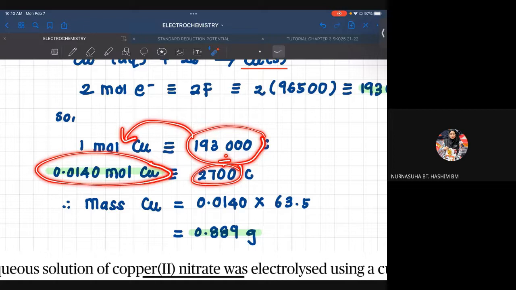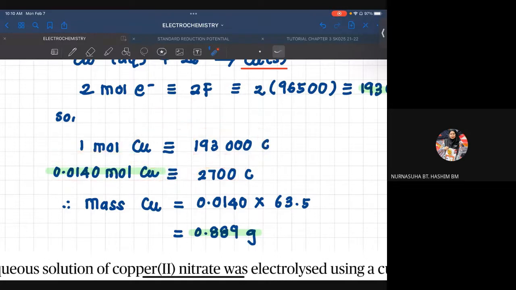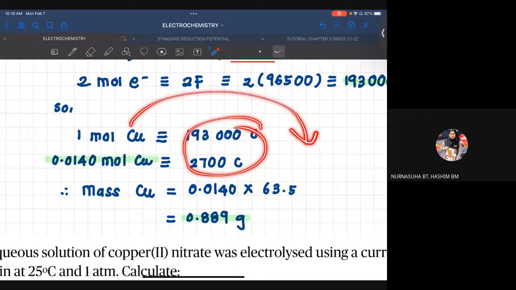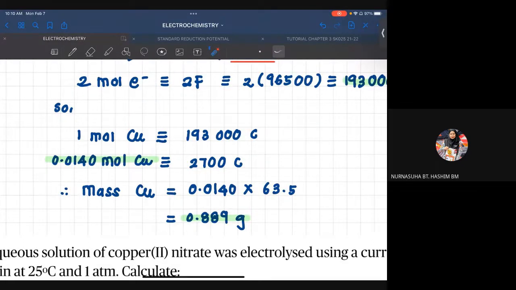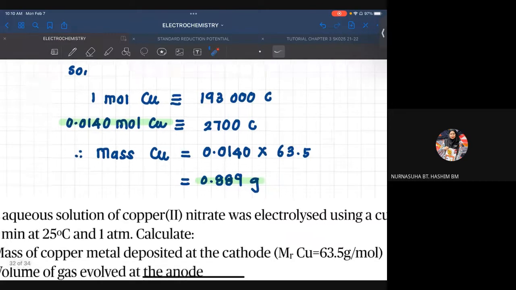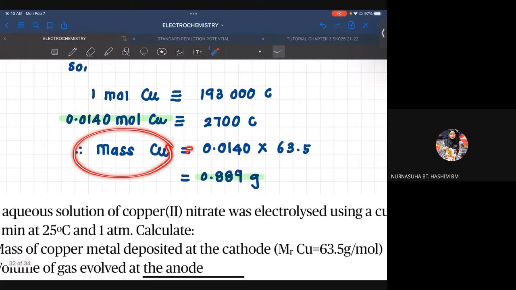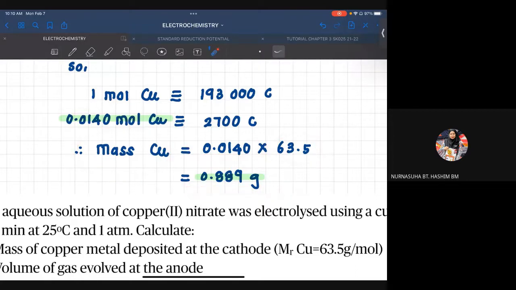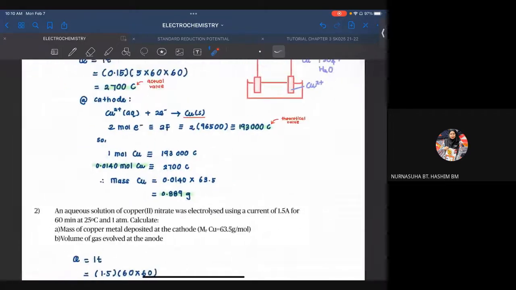0.014 mole of copper. Okay, so if you ask me, Madam, boleh tak saya nak tulis ni dulu, then ni kat tepi? Boleh, tak ada masalah. Okay, so next to find out mass of copper, so kita dah dapat mole tadi kan? So darab dengan molar mass dia. So you should have 0.889 gram. Okay, so that is the mass of copper deposited at cathode.